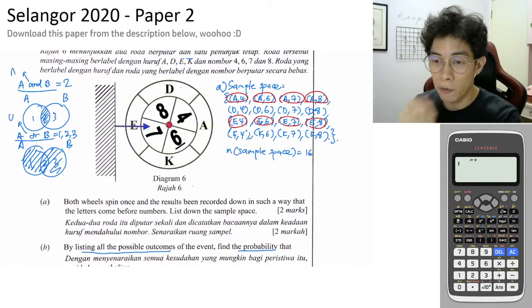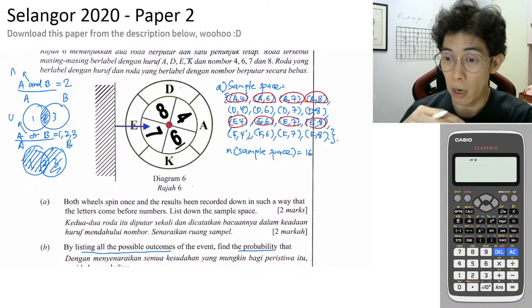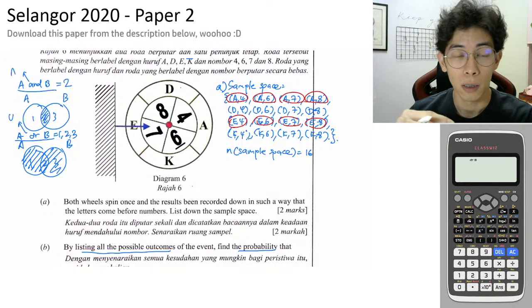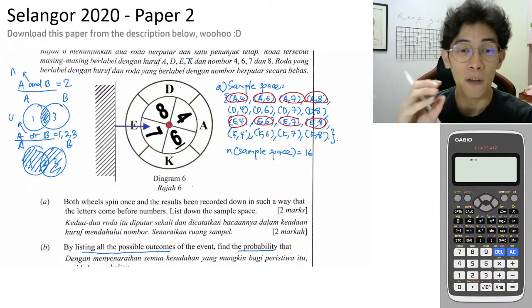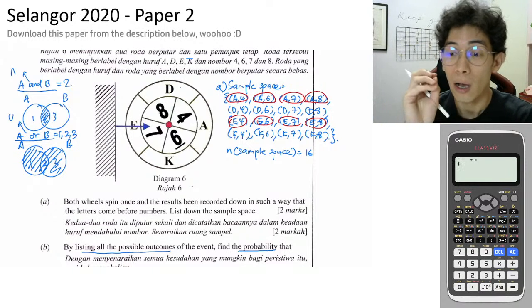In case you don't know what a perfect square is, okay? Perfect square means after you square root a certain number, you get a whole number.